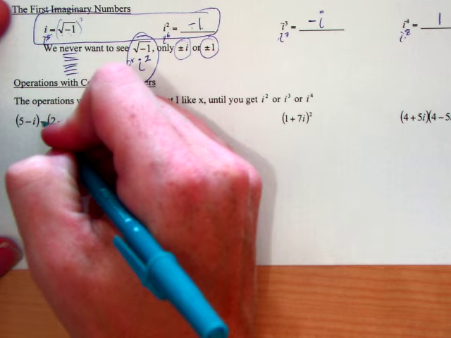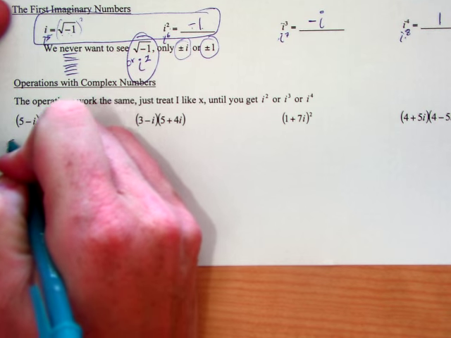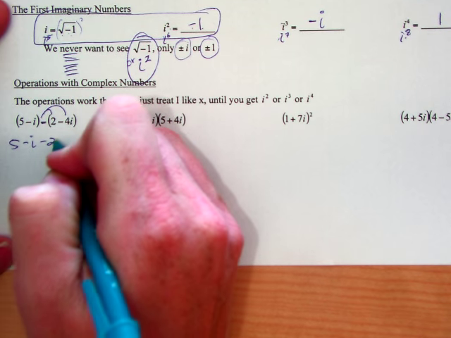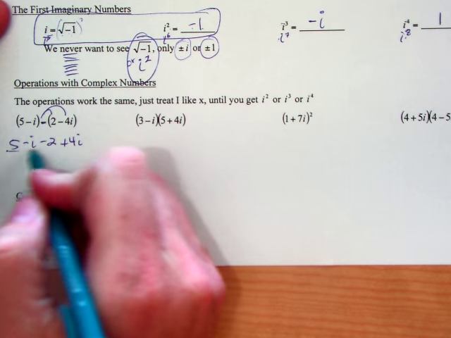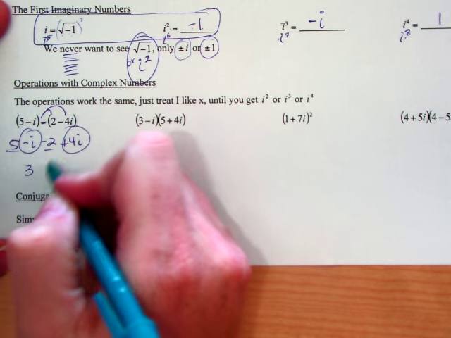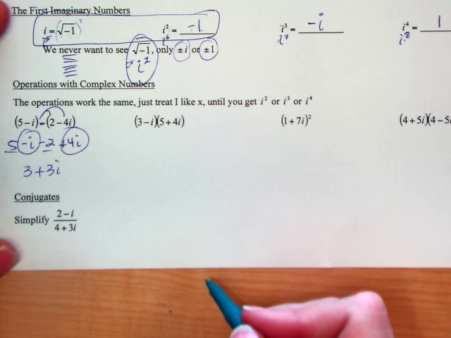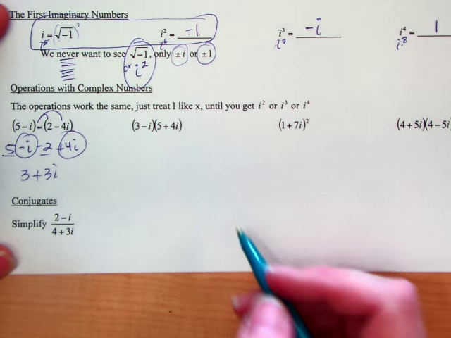So the first one, it has a minus sign right here, so I need to distribute that. So I've got 5 minus i minus 2 and then plus 4i. And you can just add like terms together just like you normally would. Kind of works like an x in that manner. There's nothing real special about it.